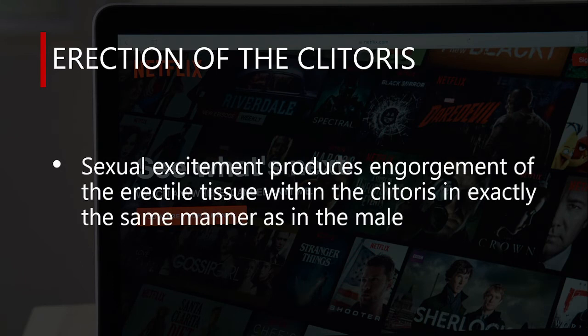Erection of the clitoris. Sexual excitement produces engorgement of the erectile tissue within the clitoris in exactly the same manner as in the male.